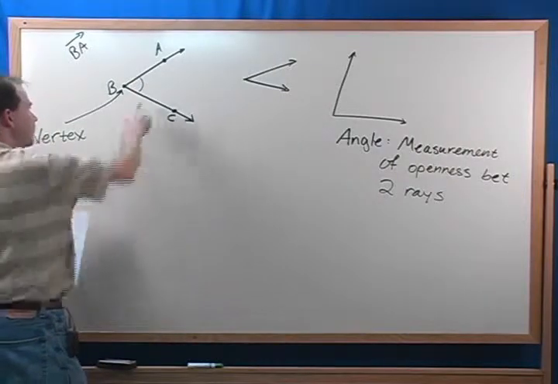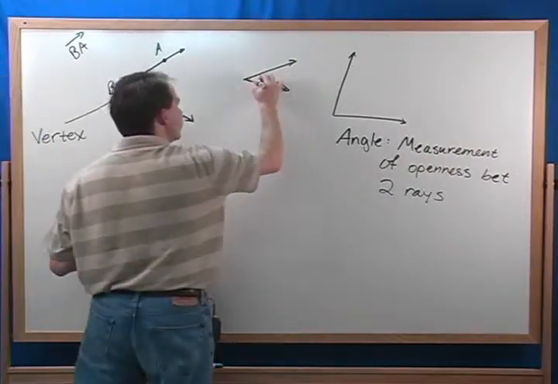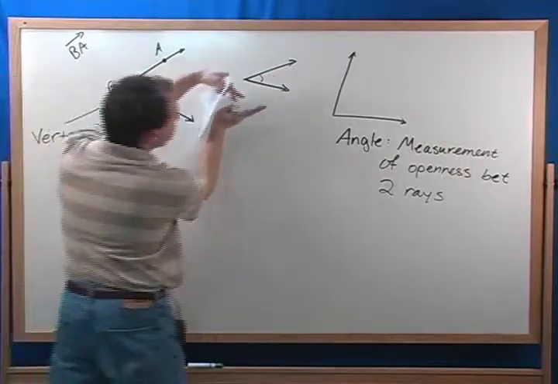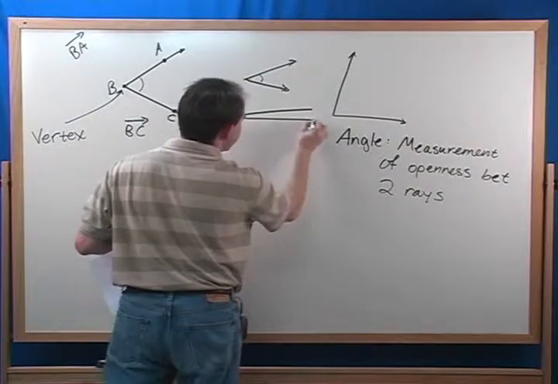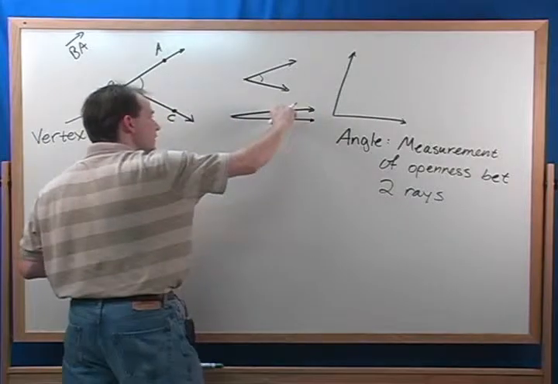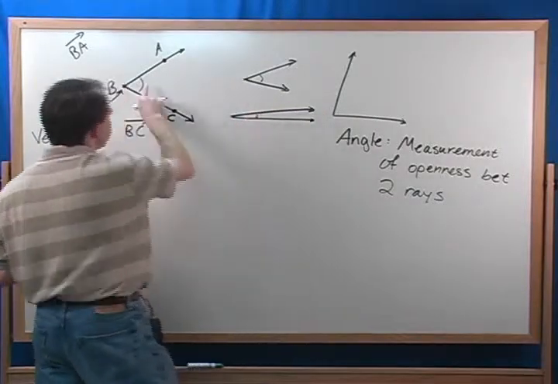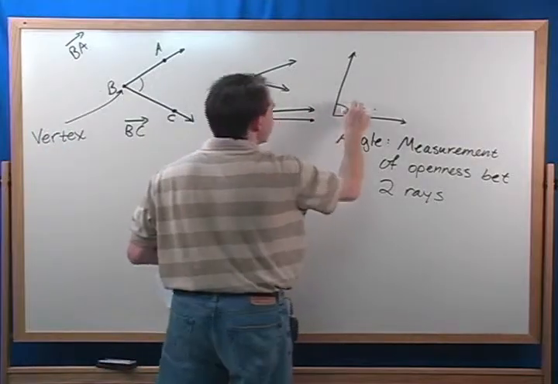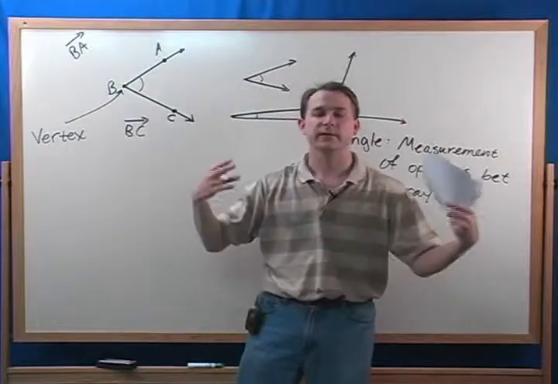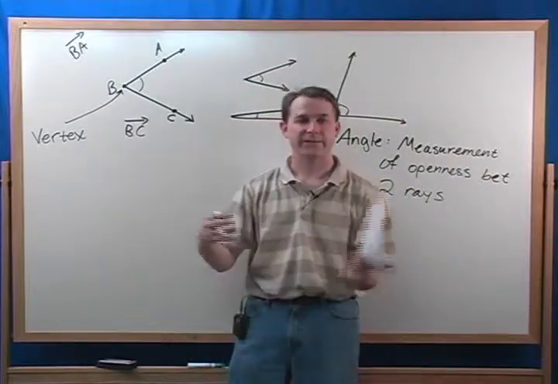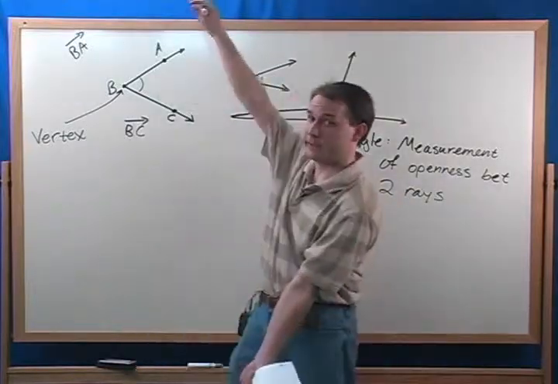So this angle is bigger than this angle, right? Because this one's almost shut. In fact, I could draw one that was really tiny here. This openness is very small. So this angle is bigger than this one, and this angle here is bigger than all the rest. So an angle, in the simplest, most layman's terms, is some way of measuring how open something is.